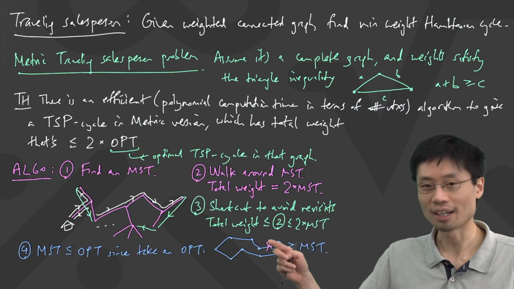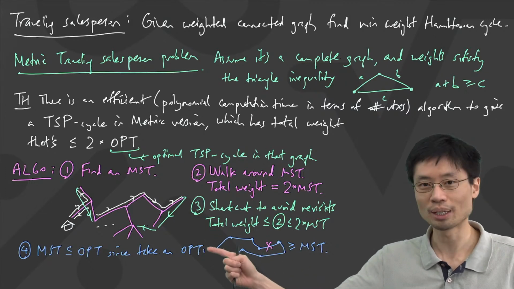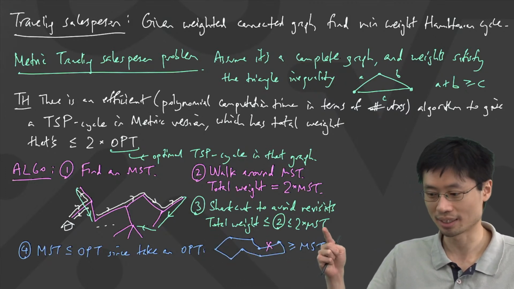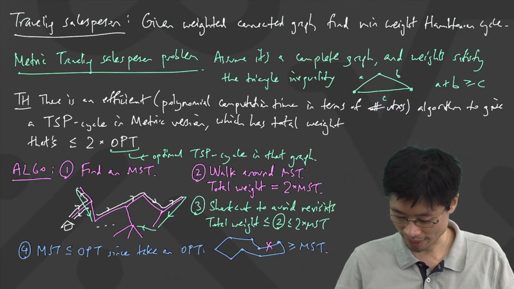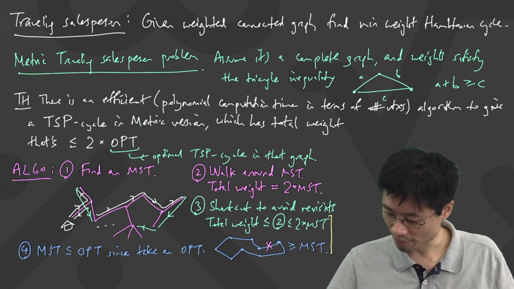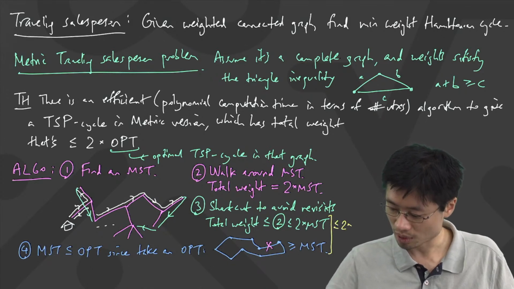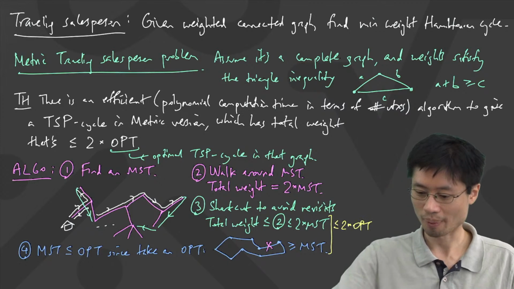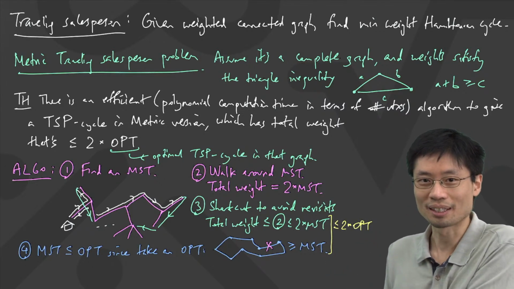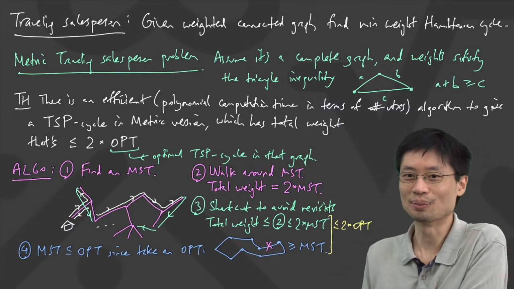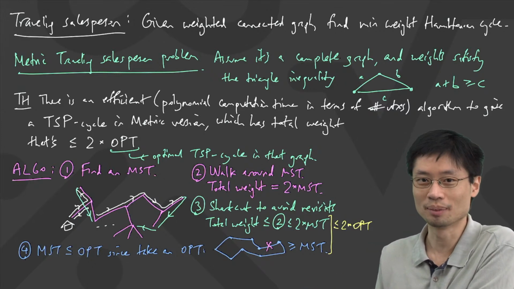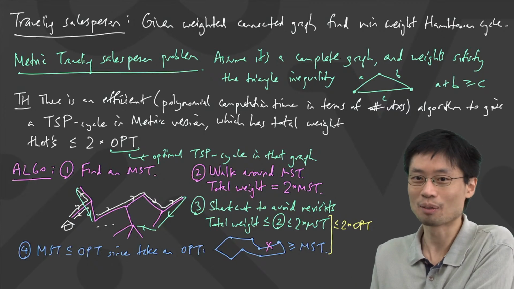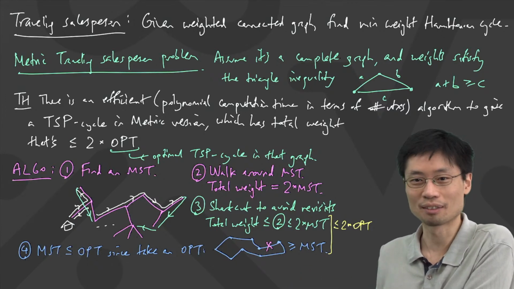And suddenly, if you put everything together, we have that the total weight of what we found is at most twice the MST, but the MST is at most the opt. And so what I end up finding between these two is less than or equal to twice the optimum. And this is somehow very satisfying. We just used the minimum spanning tree algorithm, and we took a really, really hard problem, and in a metric version of it, we managed to find an algorithm that's no worse than a factor of 2.